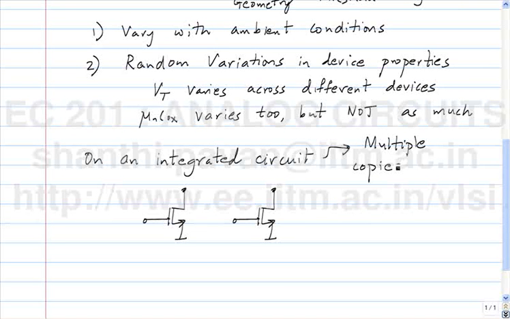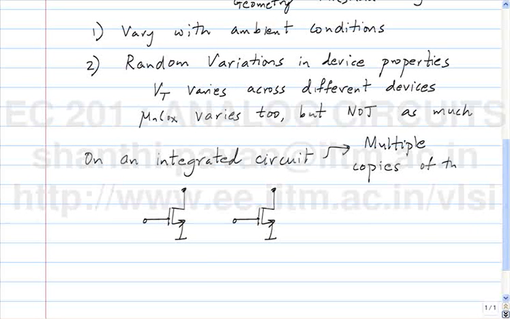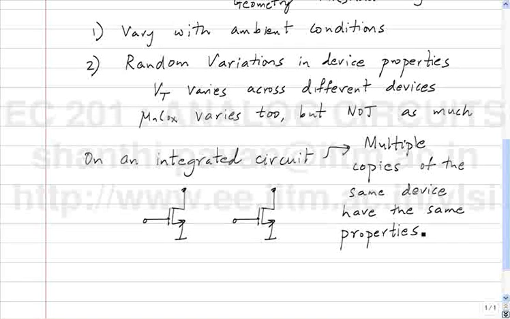So multiple copies of the same device have the same properties. You are hoping to get an elephant, but you got a donkey instead. But on an IC, it means that if you try this whole process again, you can be sure that you will get another donkey. Is this better, or are you better off or worse off?